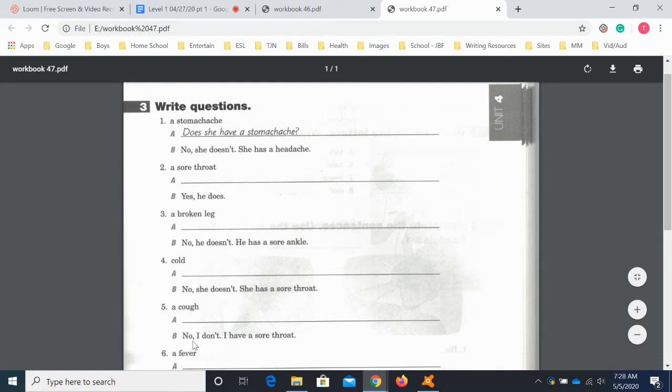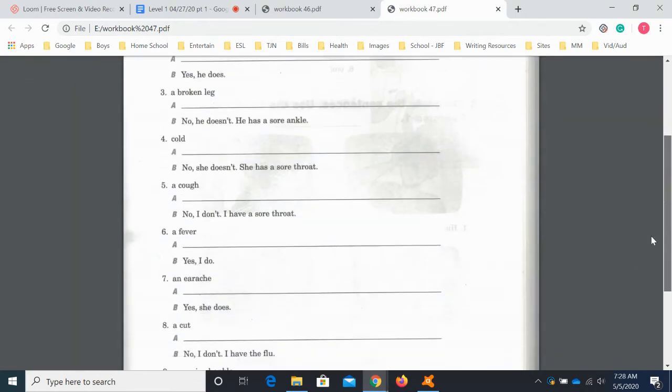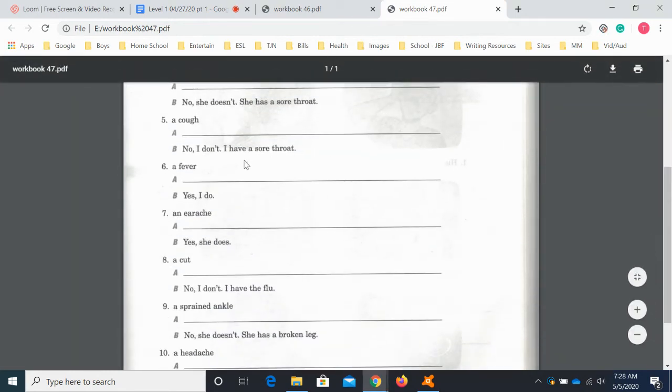A cough, no, I don't. So since the answer is I don't, in our question, the subject is you. Okay, when you're answering I, that means someone asked you a question. Same thing with number 5, a fever. The subject is I in the answer, so the subject is going to be you in the question.